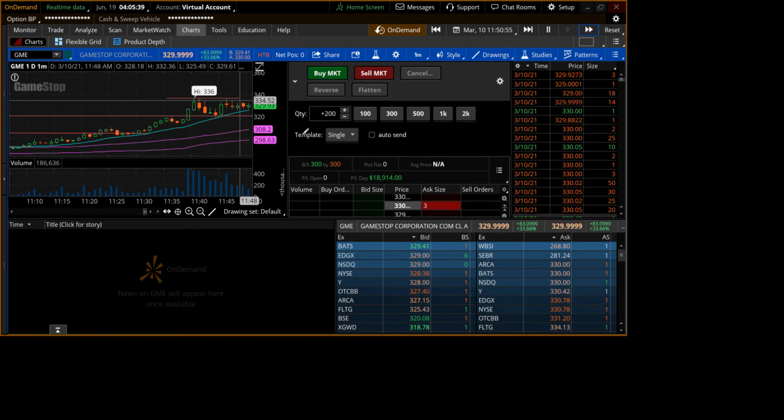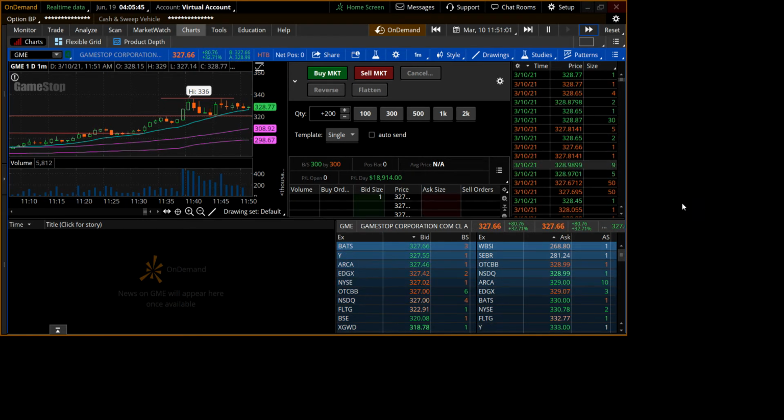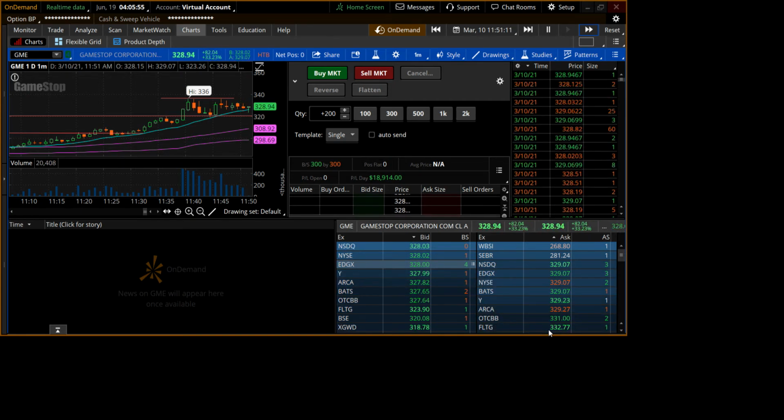So I'm watching the level 2 here, down here, and I'm watching the time and sales right here on the upper right side. I'm trying to see what's going to happen, if we're going to break higher or not. I'm watching. I'm waiting.